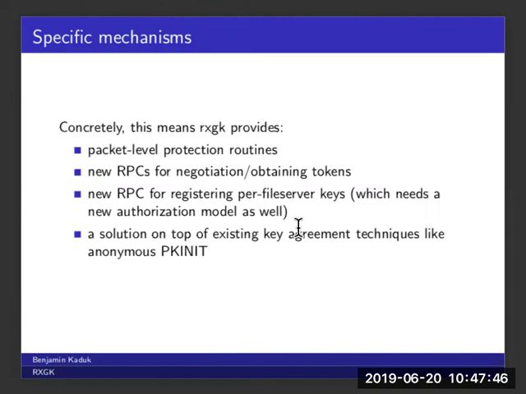But we also are going to need some new RPCs to actually do this cryptographic negotiation, get your token from the AFS server as opposed to from the Kerberos server. We're going to need a new RPC in order to get these per file server keys registered in the system. And then we have to be able to leverage the existing key agreement mechanisms. That's sort of a code for using the GSS API, the existing infrastructure that you might have in your deployment, and we provide a fairly standard way to make use of that.